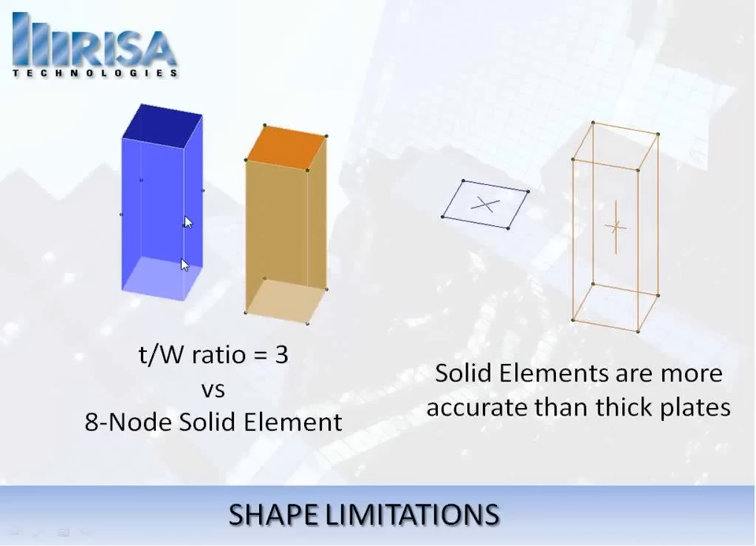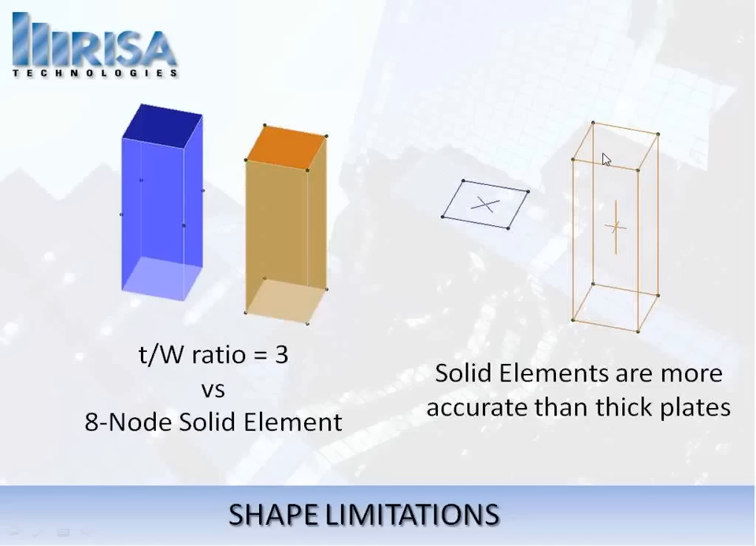Now, if you start dealing with very thick plates, what you may want to do is go over to our 8-node solid element that we have in the program. You can get a solid element in the program by just doing a solid submesh of plates, and what that does is it turns it into basically a brick in the program. It's an actual three-dimensional element.